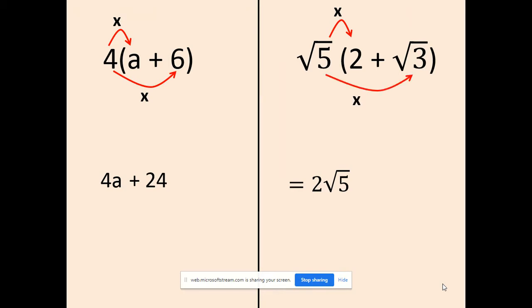okay, before we do that, you use your arrows again, and then you do root 5 times root 3, and that would be plus root 15, okay? And that's your final answer. You can't simplify that further, but you just leave it as it is, okay?